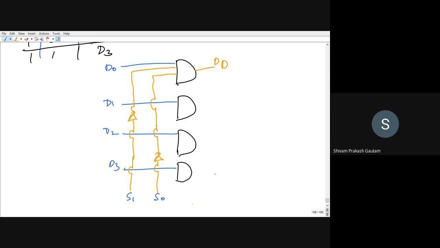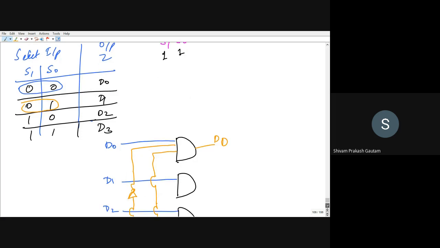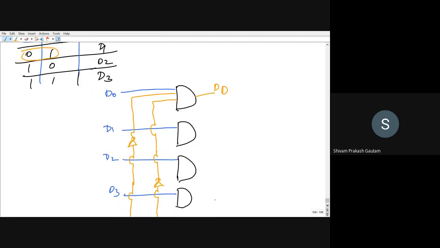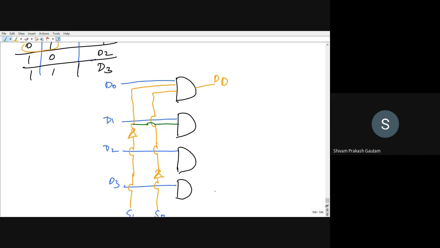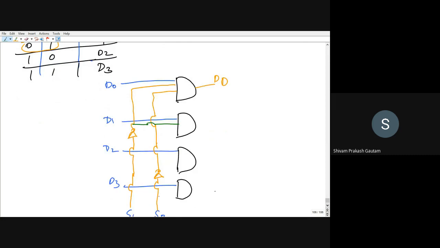And for the second case, S1 is low and S0 is 1. So S1 is low, that means the output of this NOT gate is high. Let me use a different color. And S0 is 1, 1 is here.